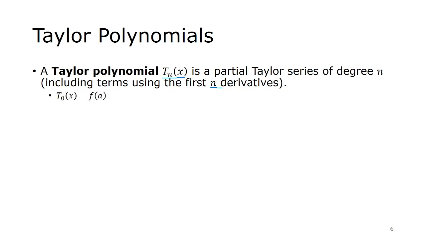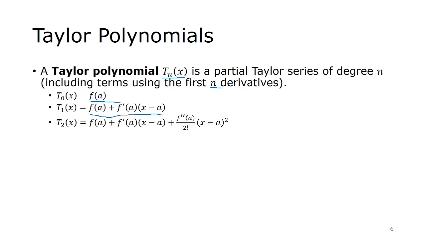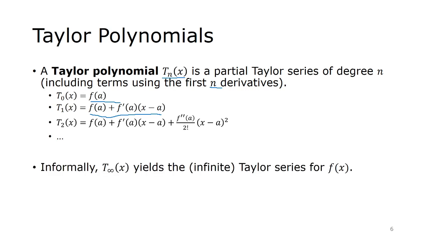So T0, that would just be the linear, or excuse me, the constant f of a, right? T1, that would be the first two terms of the Taylor series. That would be the linear approximation. T2 would be the quadratic approximation, and so on. As we mentioned earlier, if we were to do an infinitely large Taylor polynomial, that is essentially the Taylor series.